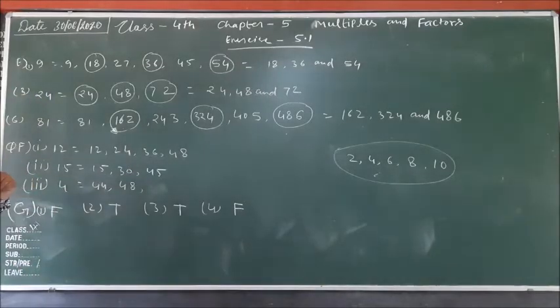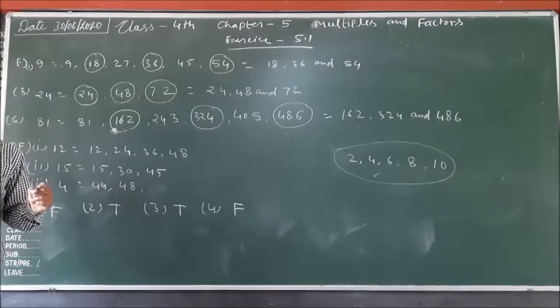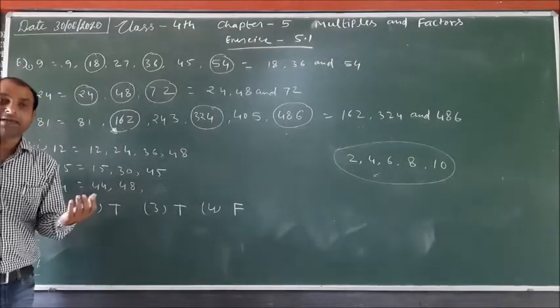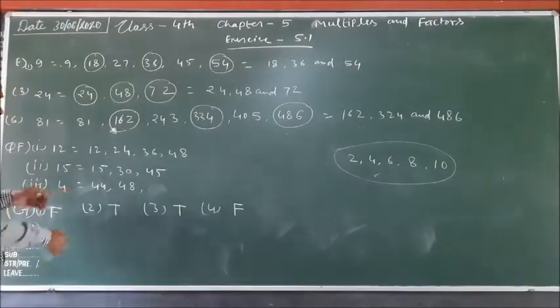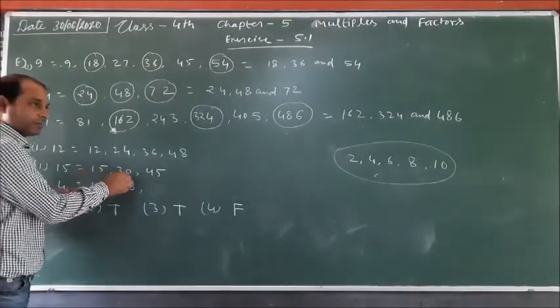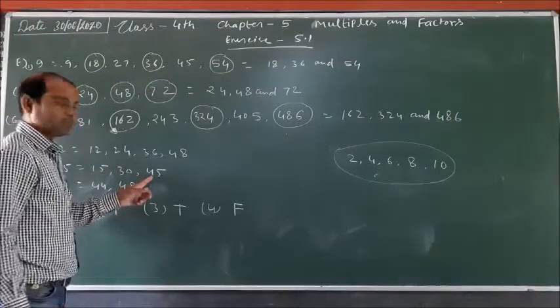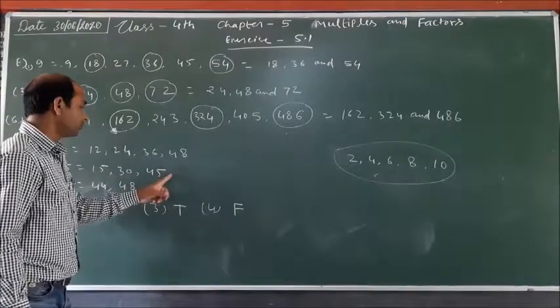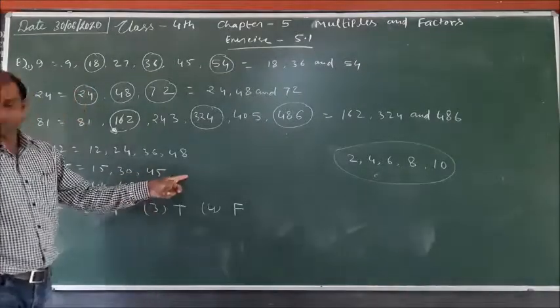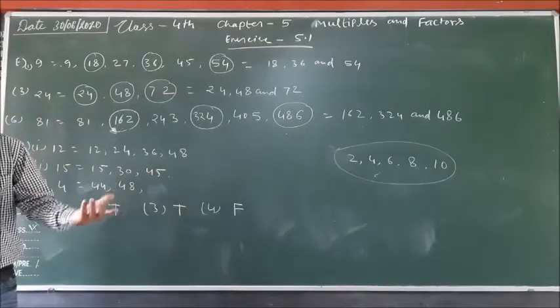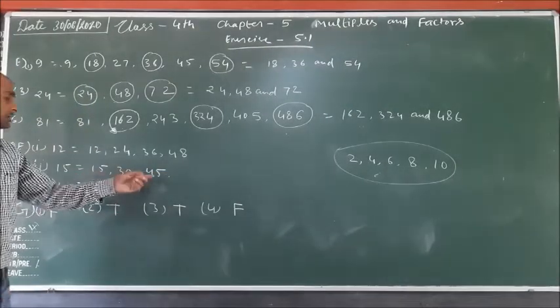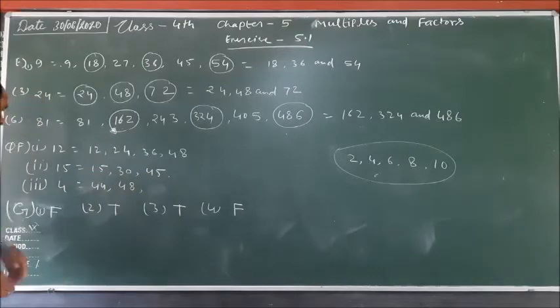Now 15, question number second, 15 that are less than 50. Less than 50 means 15 1s are 15, 15 2s are 30, 15 3s are 45 and 15 4s are 60, and 60 is more than 50, so we write only up to 15 3s are 45.